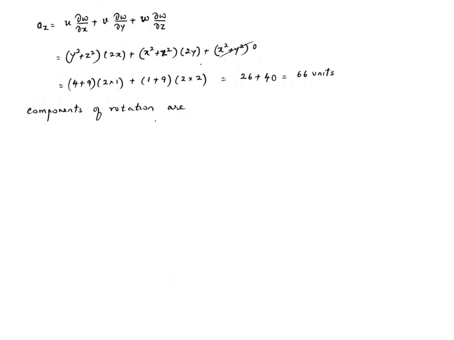The components of rotation are as follows. First you can write an equation for omega z, which is half into (∂v/∂x − ∂u/∂y). You have to take v and differentiate with respect to x, take u and differentiate with respect to y. You know that v is x² + z², when you differentiate, it will be 2x. Take u, which is y² + z², differentiate with respect to y, which is 2y. So it is half of (2x − 2y), which is (x − y). Substituting the values of x and y, it will be minus 1.